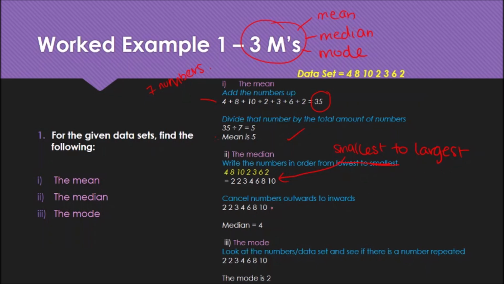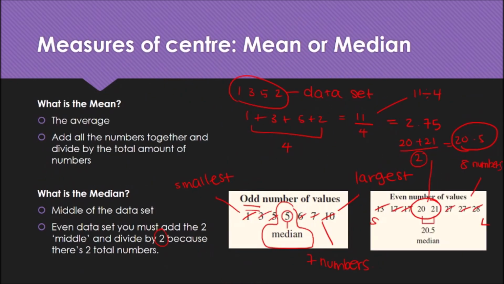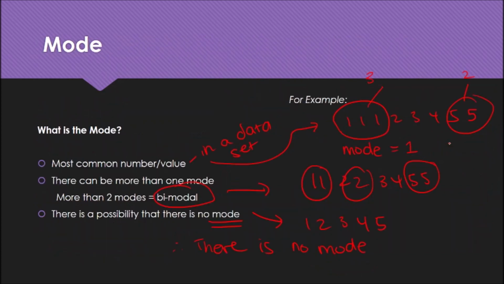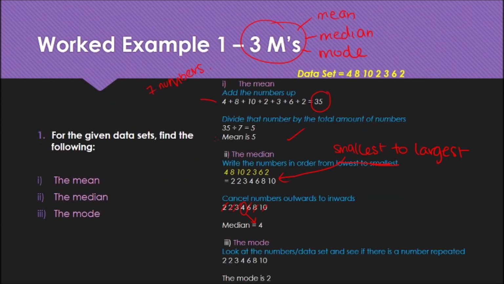Now you need to cancel the numbers from outwards to inwards. So I cancel 2 here, cancel 2 to the right, cancel 1 here, cancel 1 here. So we can see that the median is 4. You always must have 1 left. Remember the example at the start, that was an odd number of values, that's how I got 4. If we had 2 left, you need to add them together and divide by 2, and you are most likely going to get a decimal. So therefore the median is 4.